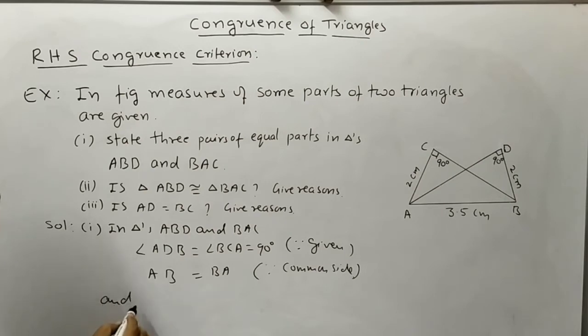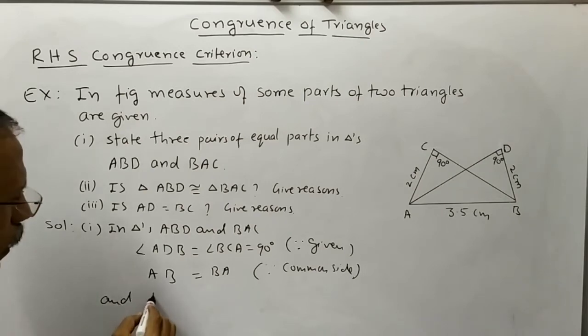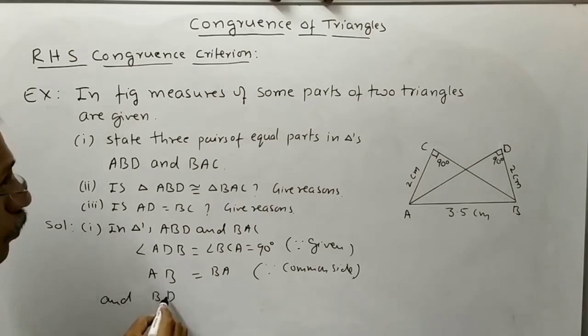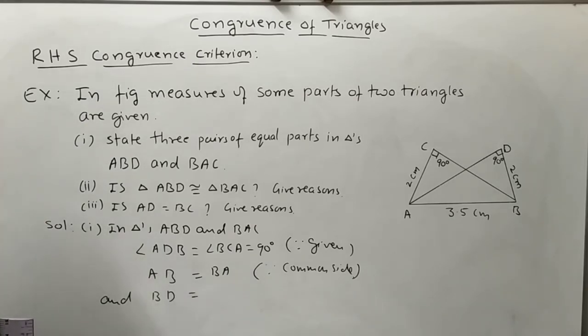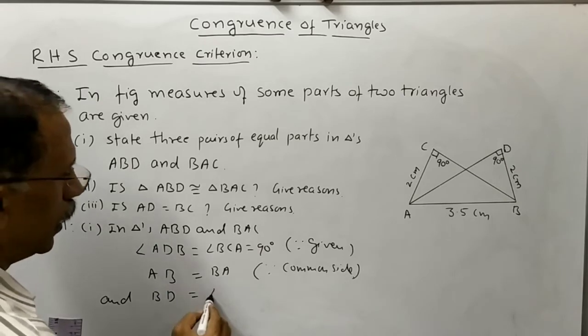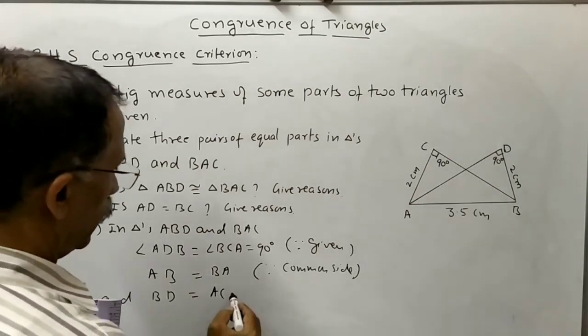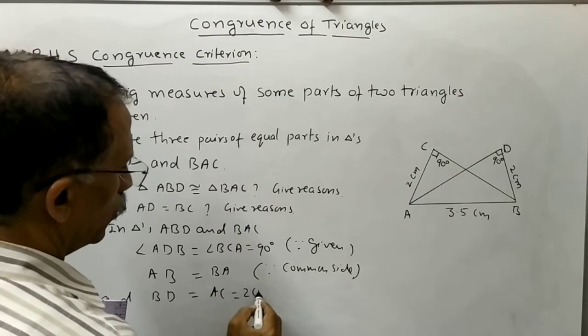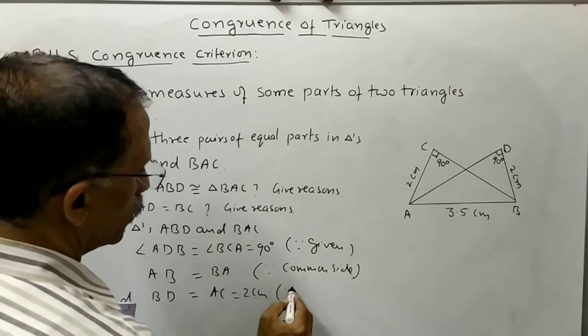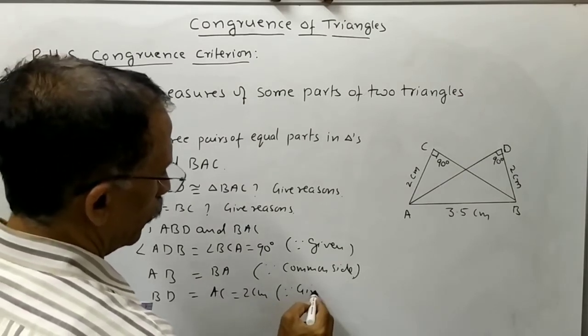And side BD of triangle ABD is equal to side AC of triangle BAC, is equal to 2 centimeter, that is given.